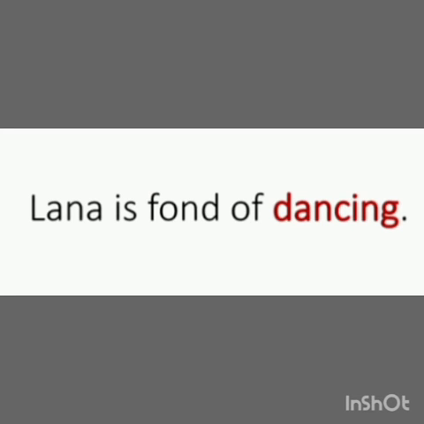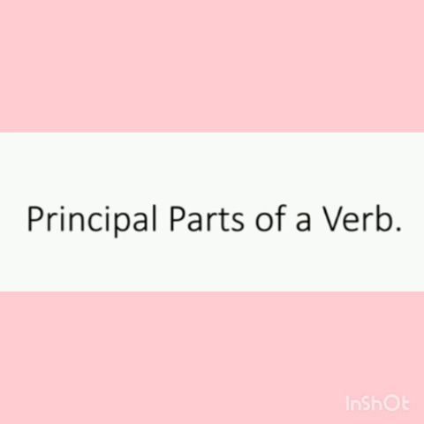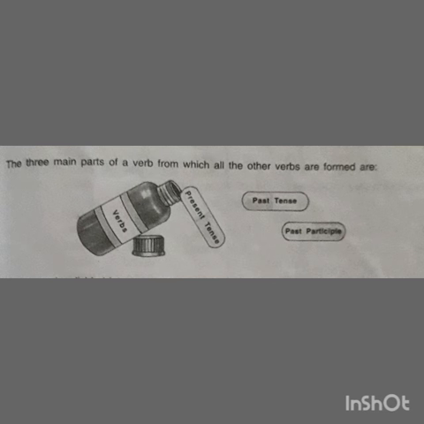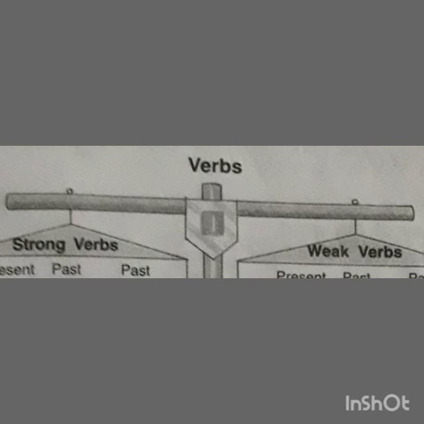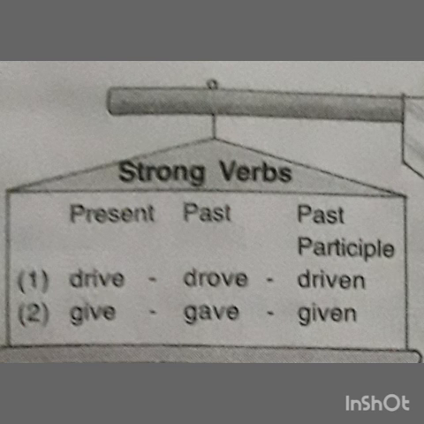Now let us see about the principal parts of a verb. The three main parts of a verb from which all the other verbs are formed are present tense, past tense and past participle. Now verbs can be divided into two parts, that is strong verbs and weak verbs, in which they form their past tense and past participle. Let us see the strong verbs and the manner in which they form their past tense and past participle.